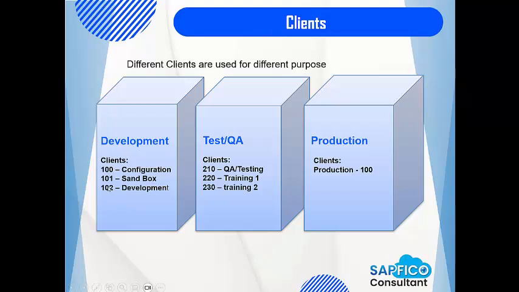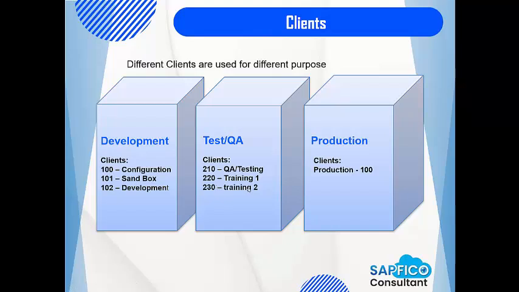Okay, so we have different clients here. Similarly, in the test and quality system, we have different clients. Client 210 is for QA testing purposes. 220 could be used for training. 230 could be used for other training.